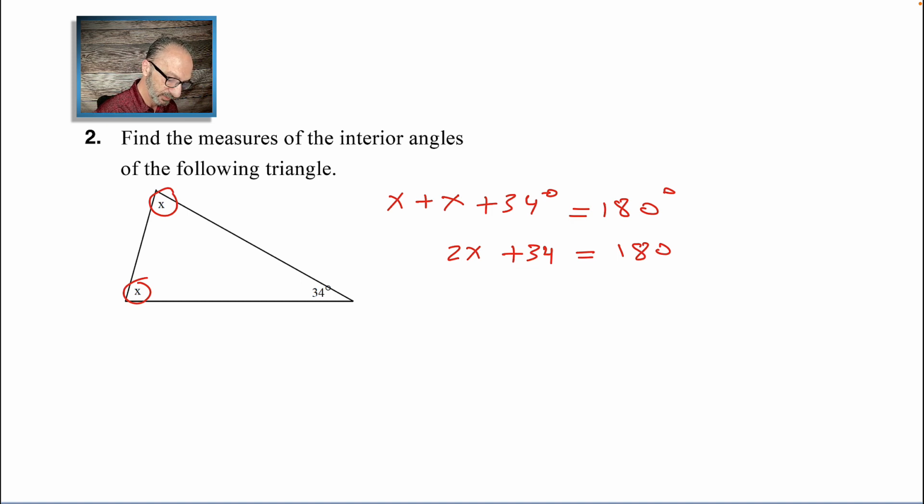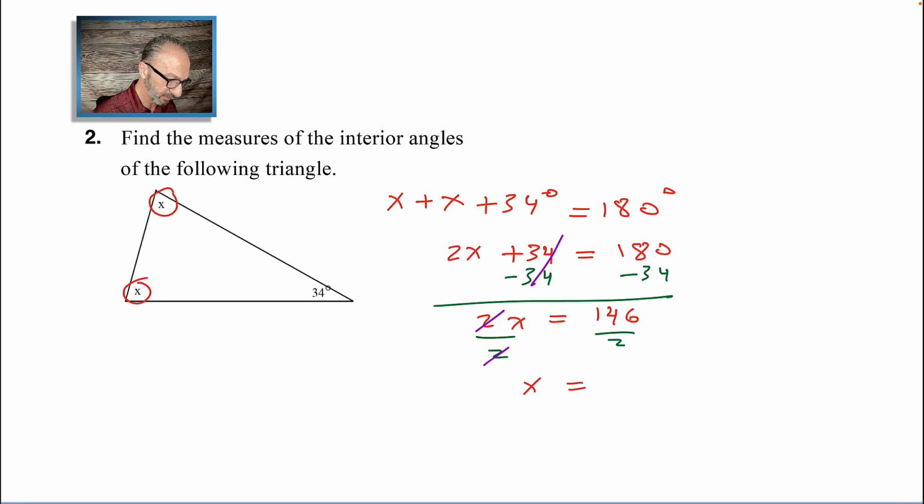Subtract 34 from both sides, and we get 2x equals 146. Divide both sides by 2. The 2 cancels, and we get x by itself, and x equals 146 divided by 2, which is 73. So that's 73 degrees, and that is the same 73 degrees.